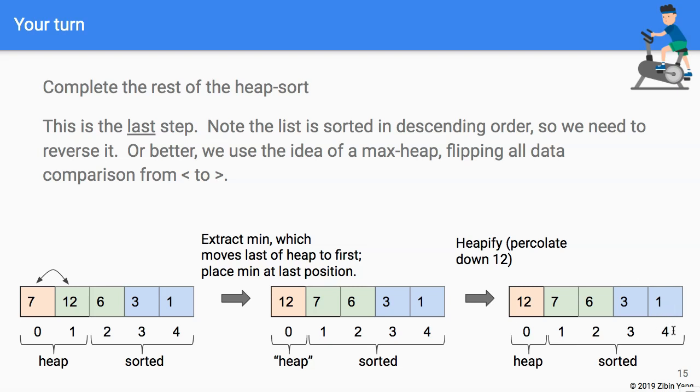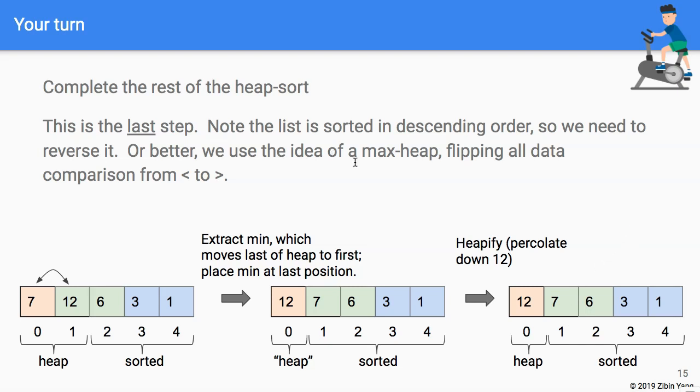Actually, the entire input has been sorted. But one thing you notice is that it's sorted in descending order. We typically want to sort in ascending order, so it's reversed. We can, as a last step, just reverse it. Or if we don't want to reverse it, there's a better idea: instead of using a min heap all the way through, we can use a max heap, so that when we're done, it's already in the right order.